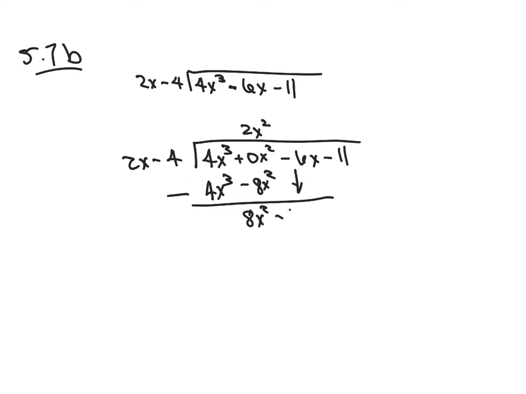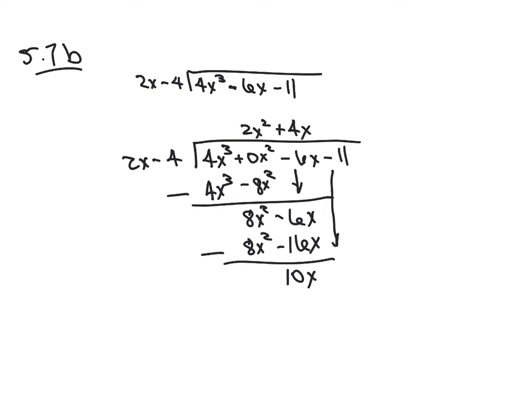Bring down my negative 6x. Okay, now I say 2x goes into 8x squared 4, always put your sign there, 4x times. Now I multiply 4x times negative 4, and I get negative 16x. And then I multiply 4x times 2x, and I get 8x squared, line, minus. Negative 6 minus negative 16 is negative 6 plus 16, so that gives me 10x.